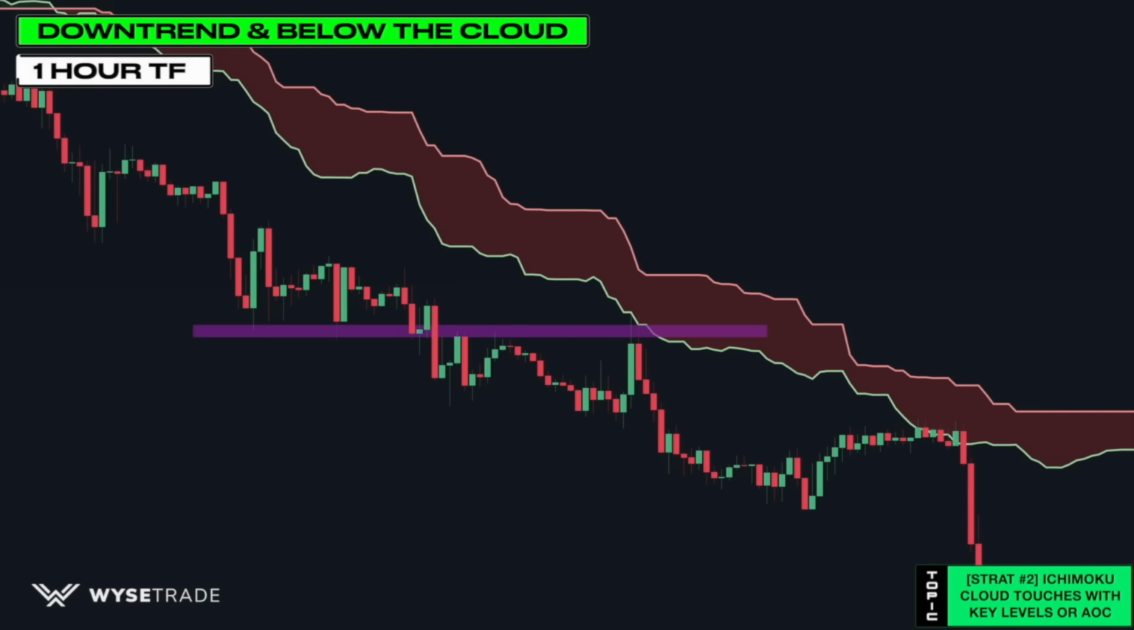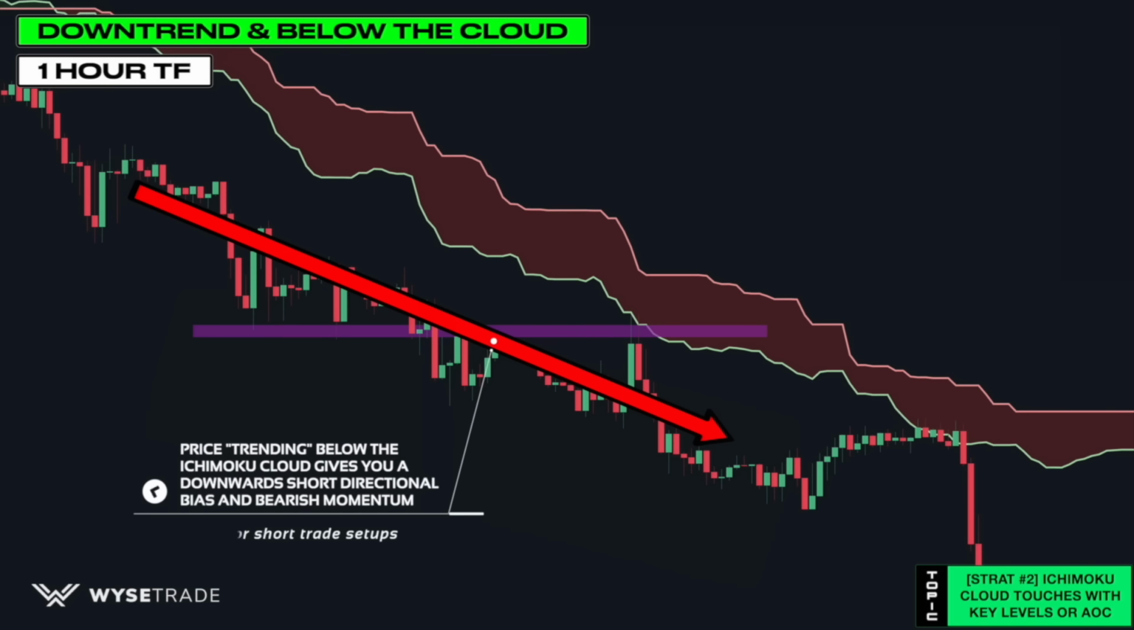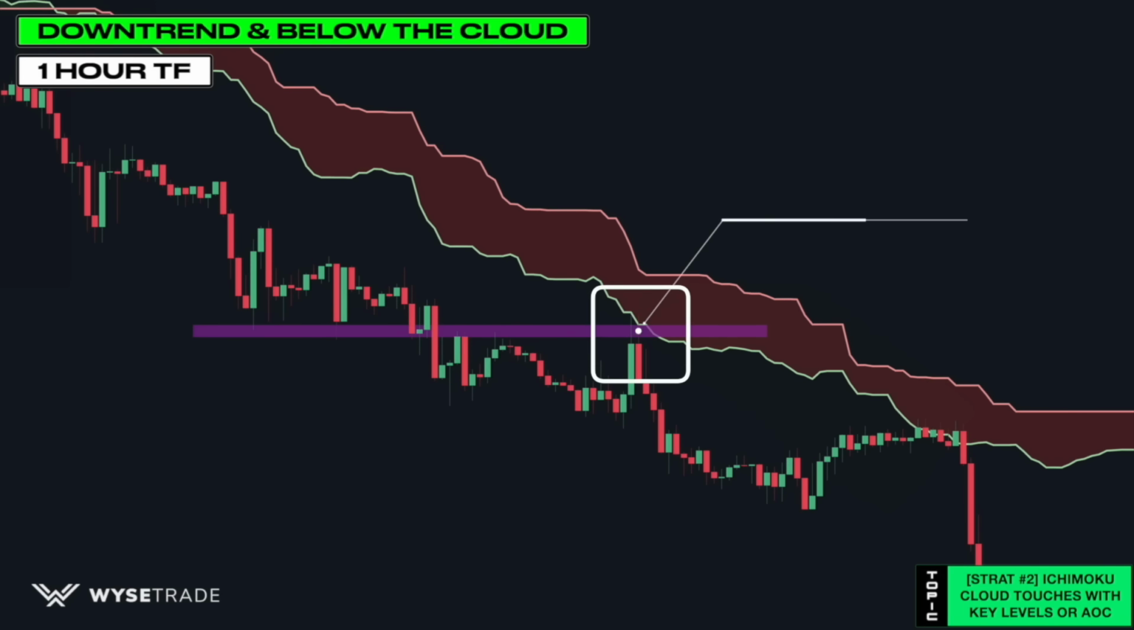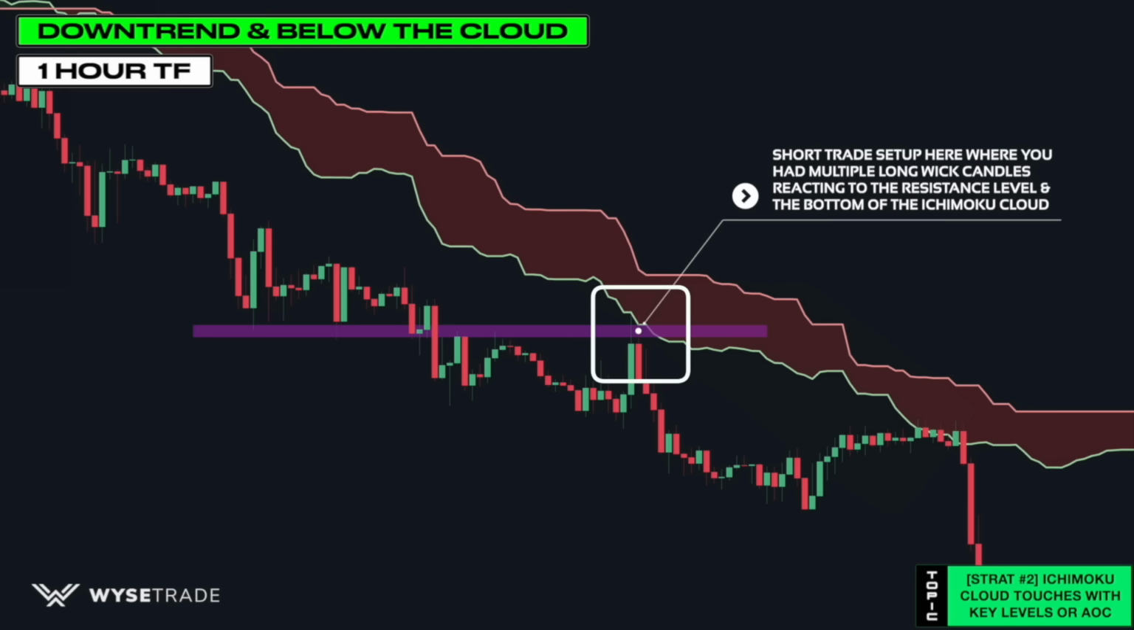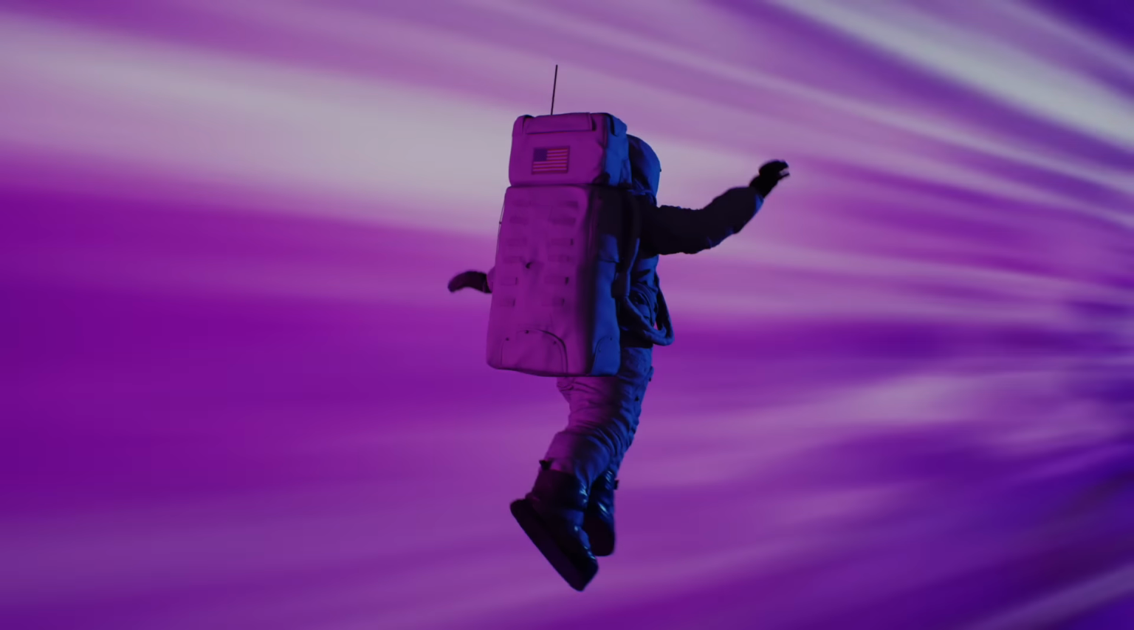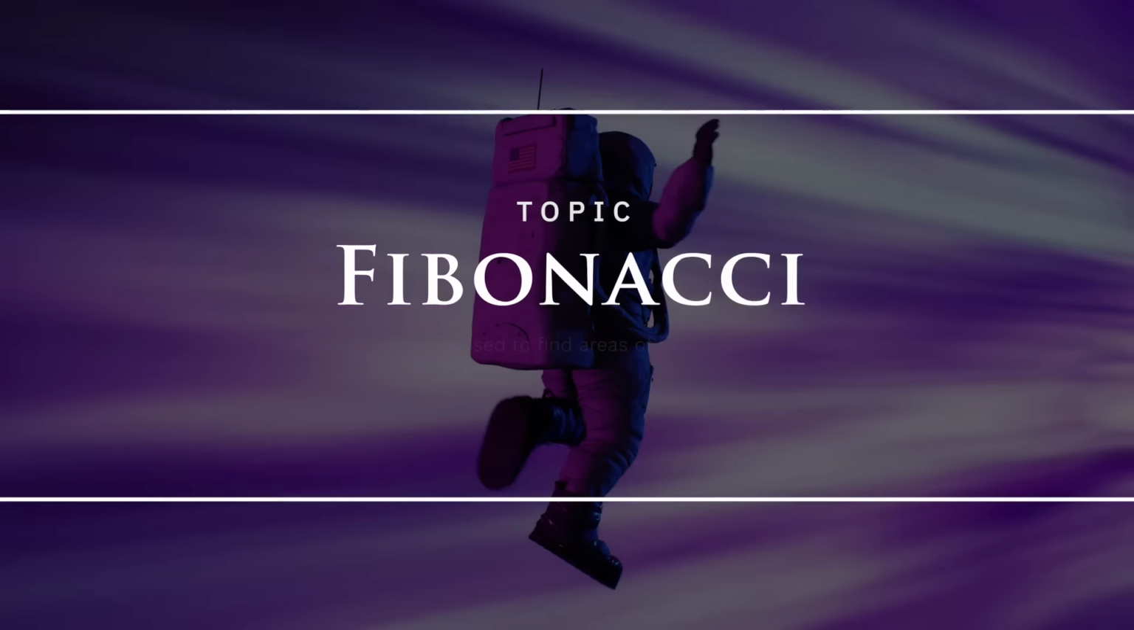This is the 1-hour time frame. Price is below the cloud, so you have a bearish bias. Short trade setup here because you had multiple long wick candles reacting to the resistance level and the bottom of the cloud. So next, Fibonacci.